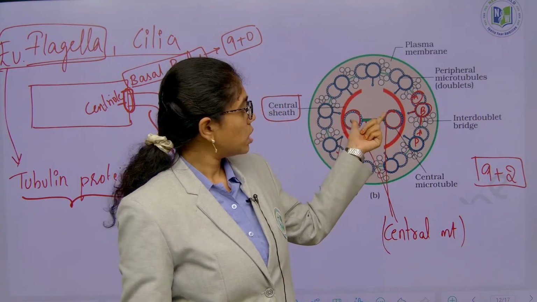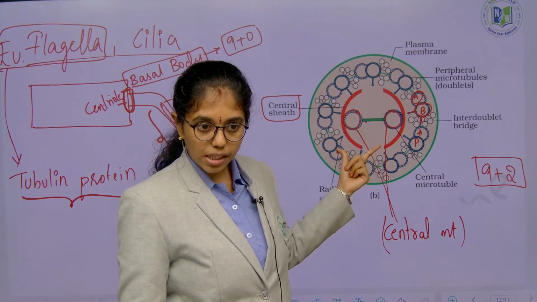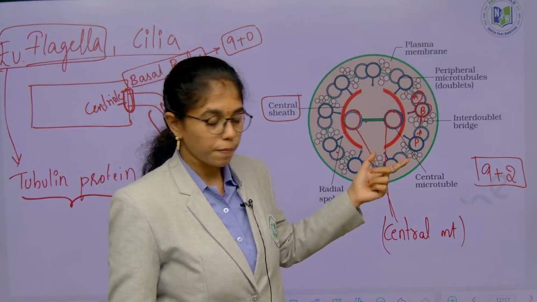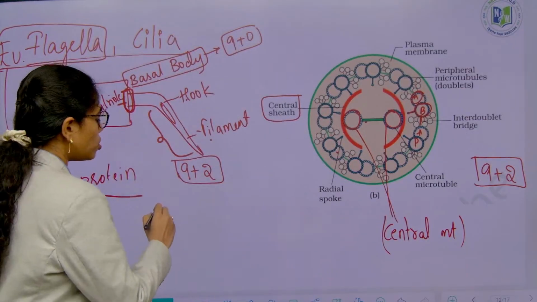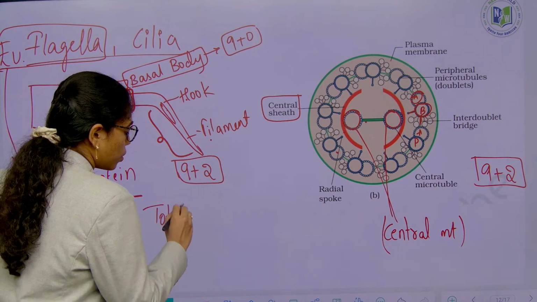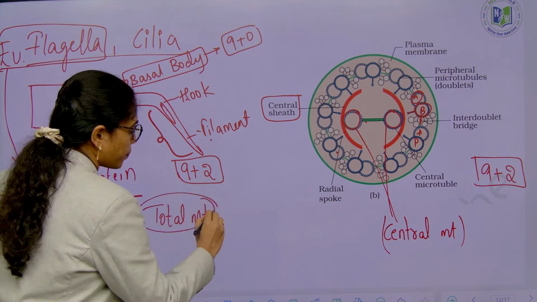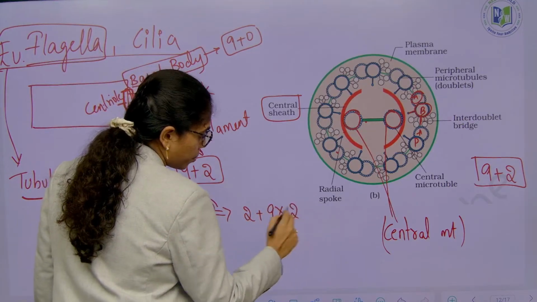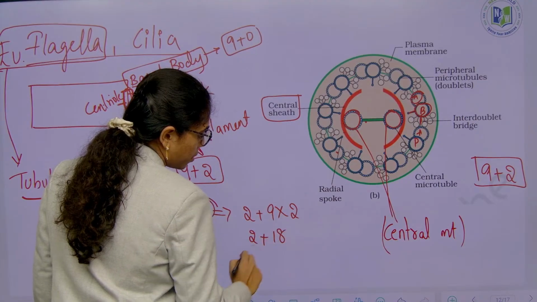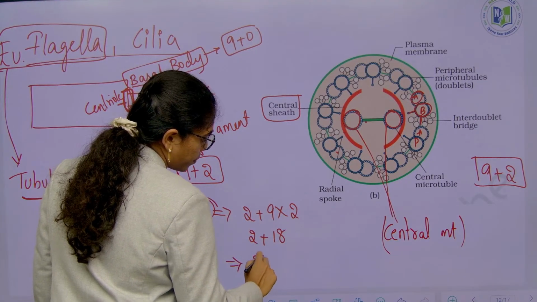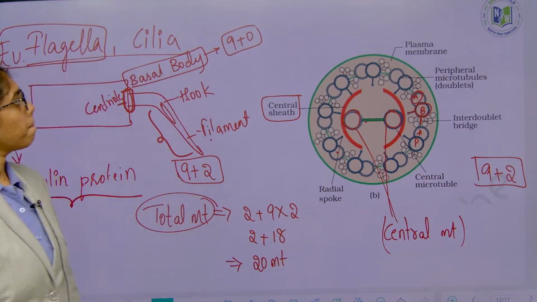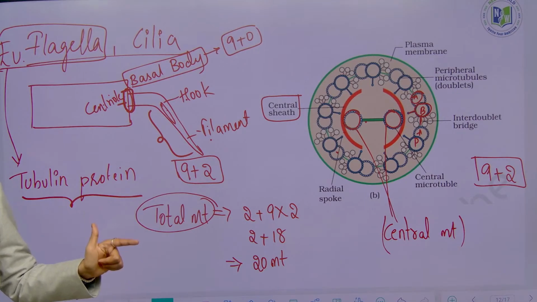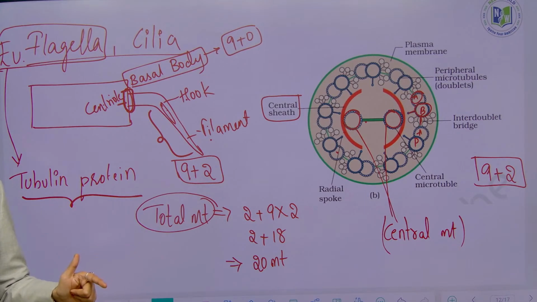9 plus 2. Central 2 microtubules covered by a central sheath, 9 radial spokes, to each radial spoke 2 microtubules each. So here how many microtubules in total? Total microtubules, 2 central plus 9 radial spokes into 2. Total how much? Done, right? Centriole and flagella cilia. Complete cartwheel arrangement is clear to you, right?